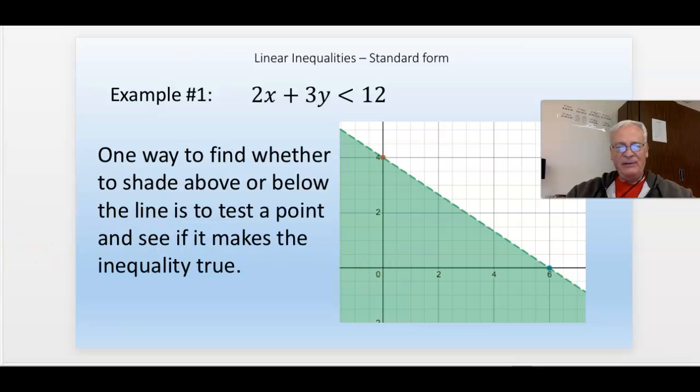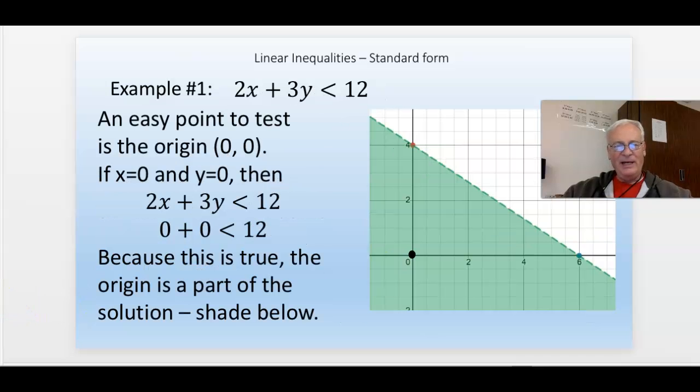All right, one way to find whether it's a shade above or below the line is to test a point and see if it makes the inequality true. Now, you can test any point, but 0, 0 is so easy to test. X is 0 and y is 0. All right, when x is 0 and y is 0, this says 0 less than 12. Well, that's true. So 0, 0 is a part of the solution, so shade this below.